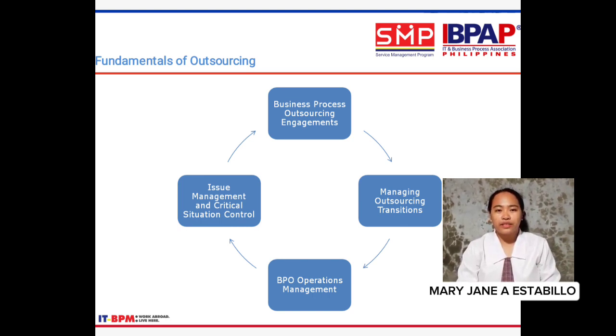This refers to managing the continuity of the business by maintaining the uninterrupted availability of all key business resources required to support business activities. Again, these four stages will be further discussed in the succeeding modules.